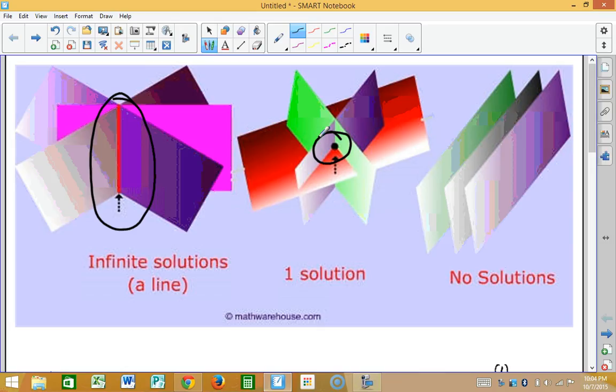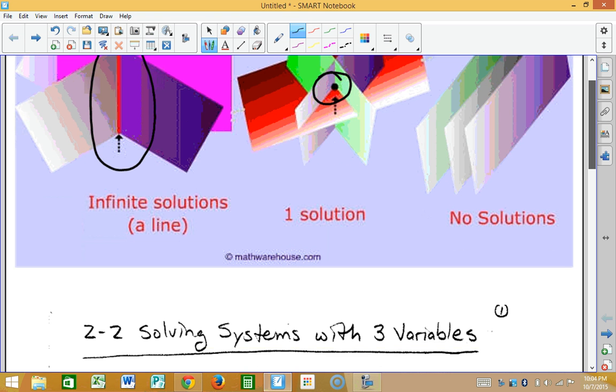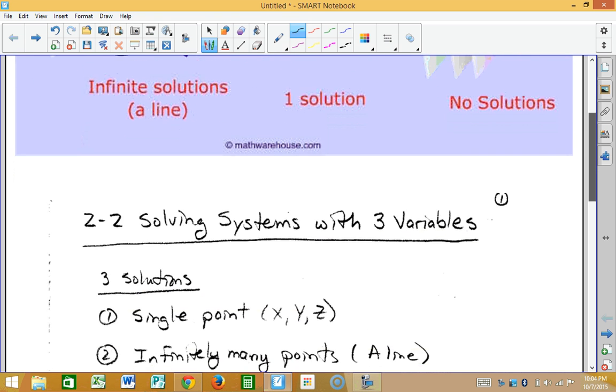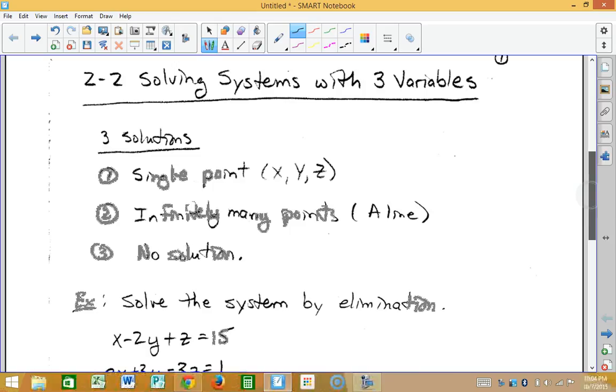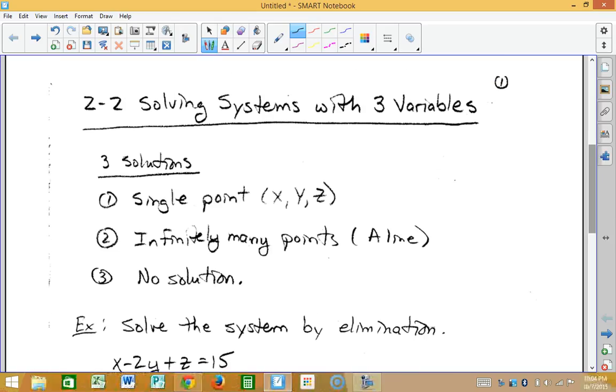So this is a nice little start to talk about what happens when you are solving systems with three variables. As you can see there, three different solutions: a single point, which is the one that we're going to be focusing on. But you do need to know that you could get a single line, which would be infinitely many points or infinitely many solutions, and you could get no solution. But the problem we're going to look at here should end up with a single point.